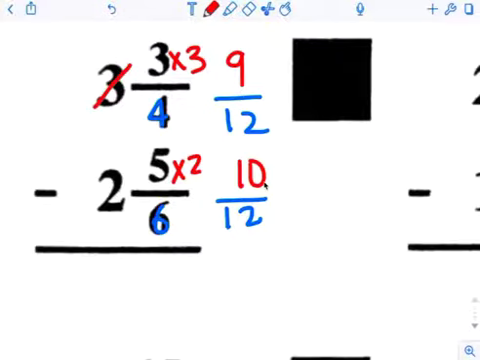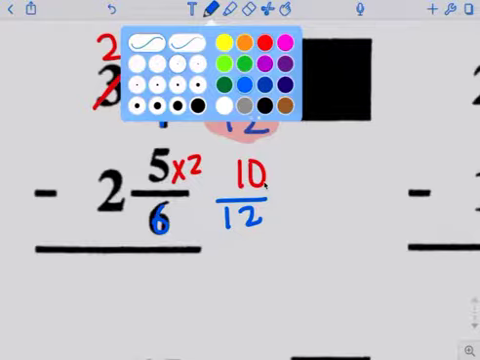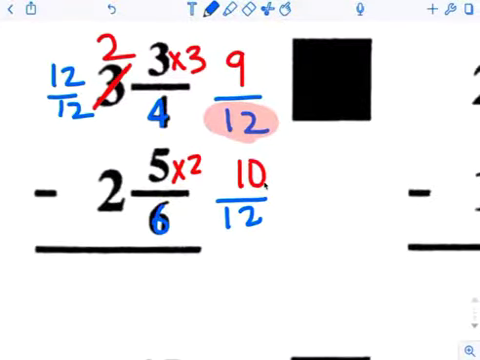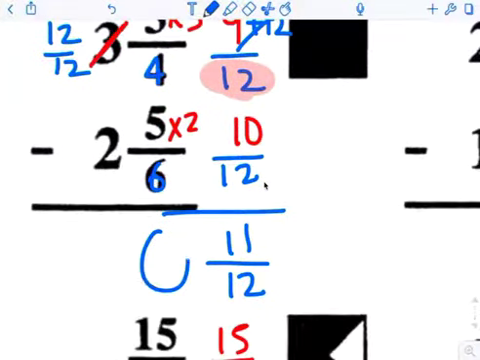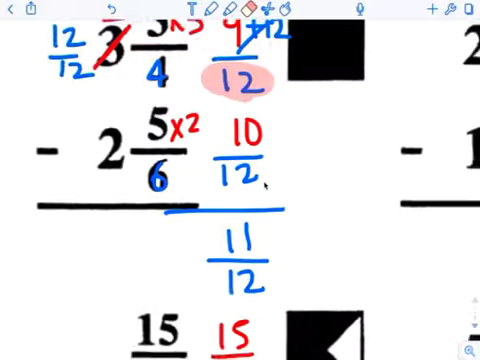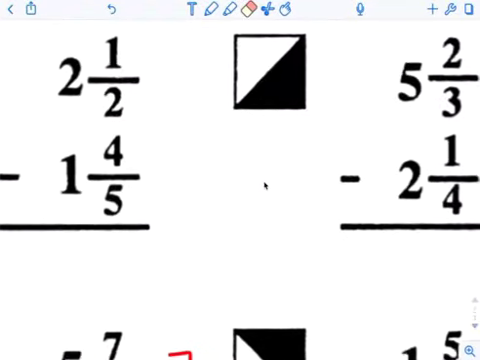Borrow from here. The reason why it's not a negative answer is because you can borrow. Borrow one whole. Borrowing one whole leaves 2 wholes. Denominator's 12, so you're borrowing 12/12. You're borrowing, that means you add that 12. That makes it 21. 21 subtract 10 is 11/12. And 2 minus 2 is 0. You don't put the 0 when there isn't a number there. We assume in this case the whole number is 0.